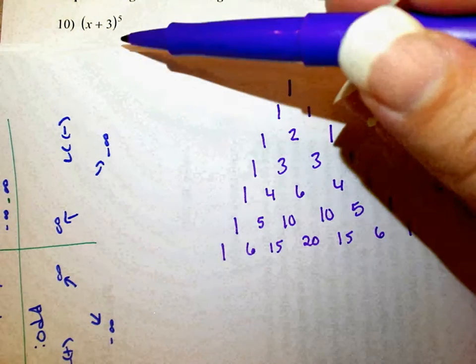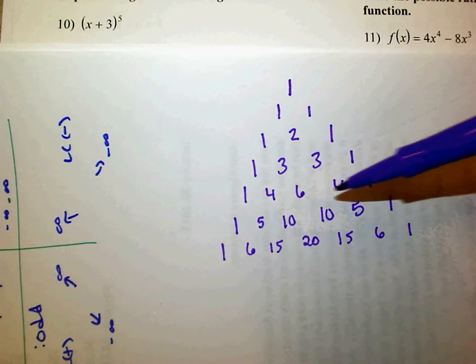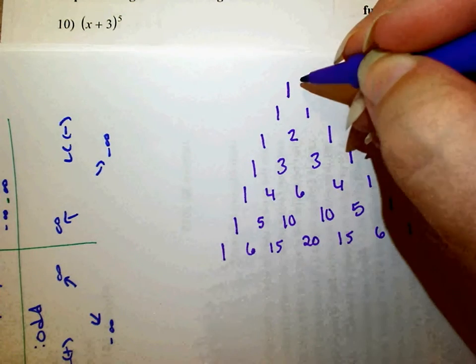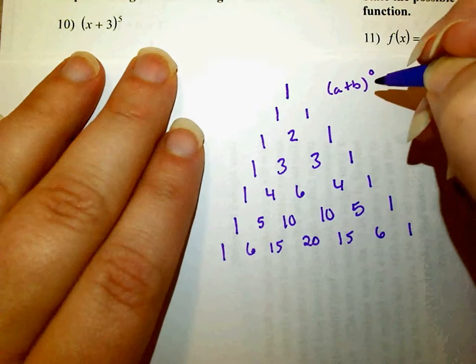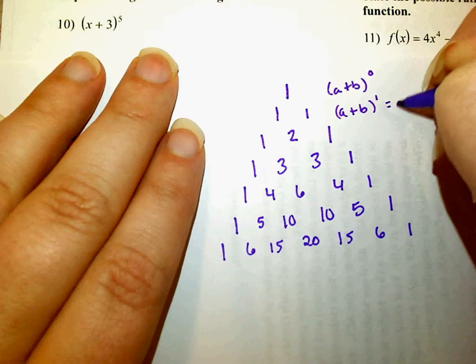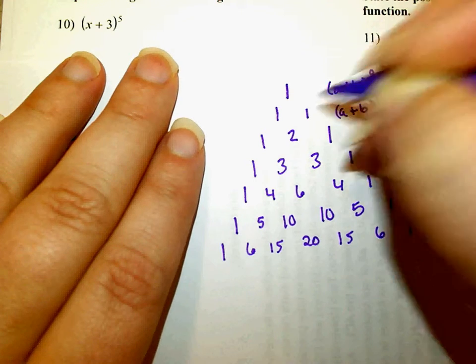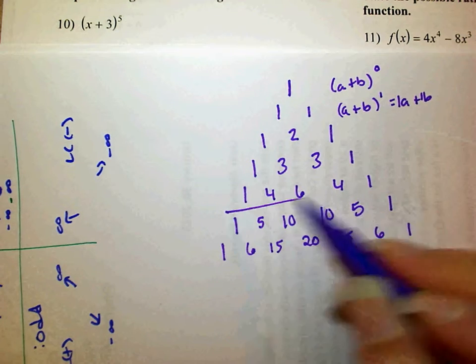1, 2, 3, 4, 5, you'd be using that one, but it'd be wrong. This is actually when it has a plus b to the 0 power, so 0 and then this is 1, because a plus b to the first is just a plus b, 1a plus 1b. Okay, so when you're looking for the 5th power, use the one that has the 5 in it, this one right here. 1, 5, 10, 10, 5, 1.